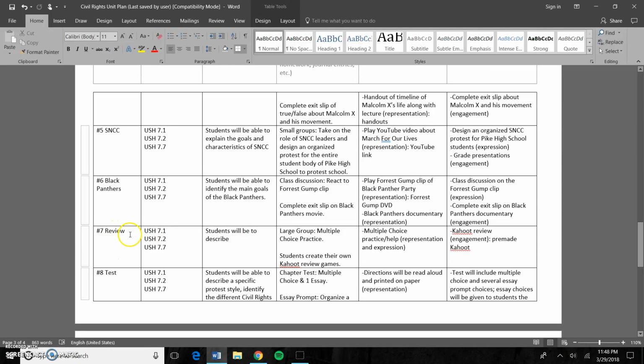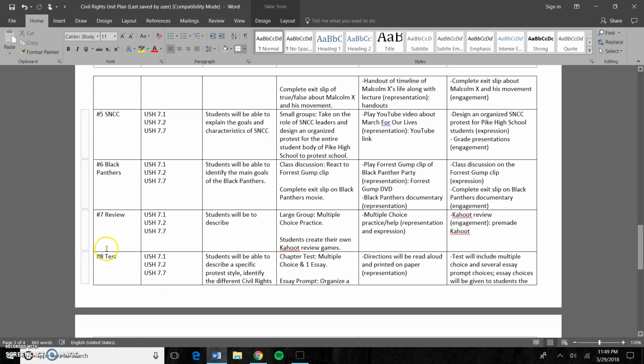The seventh lesson is just the review for the test. The students will be able to describe the various civil rights movements and organizations. They'll do this through multiple choice practice on the board, and I will facilitate that and help them through it. You can do it out loud as a class. And then at the end, I and some other students will make Kahoots and make a little contest out of a Kahoot review for the test.